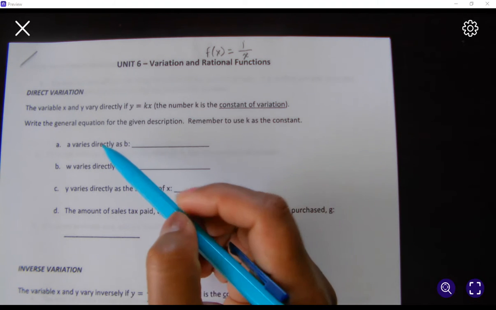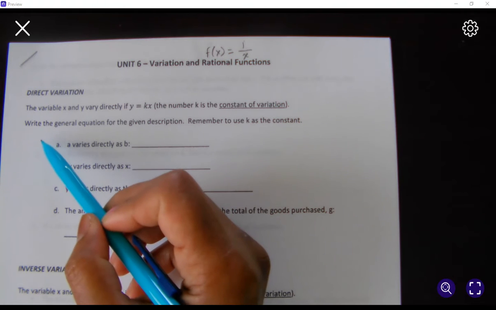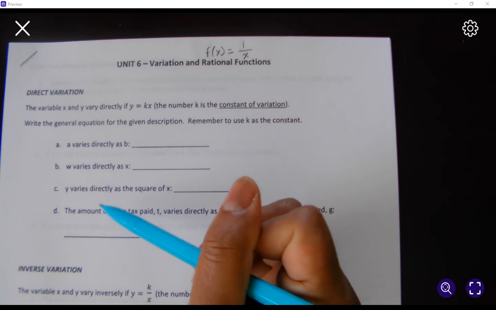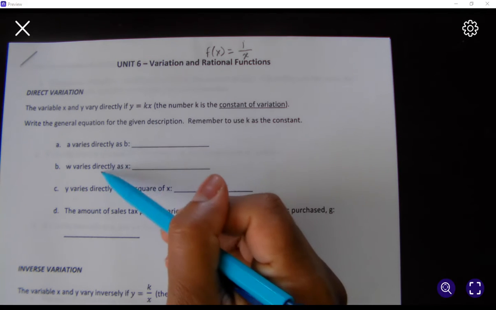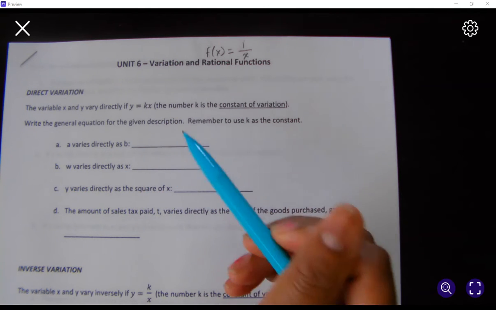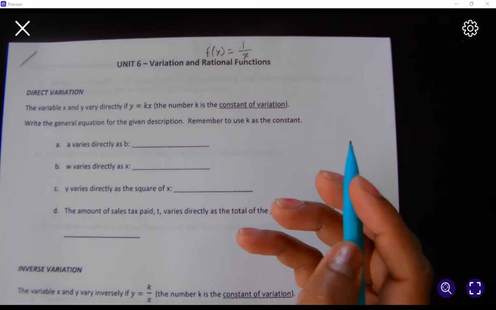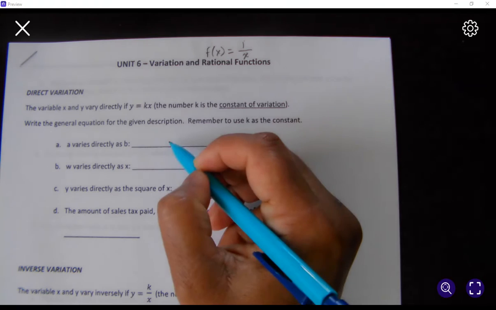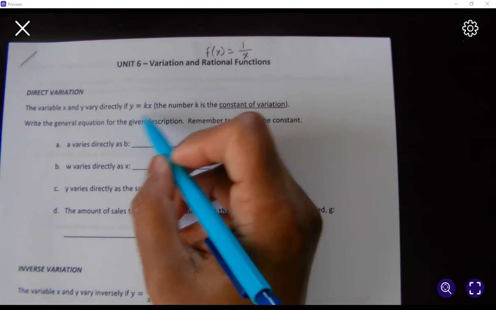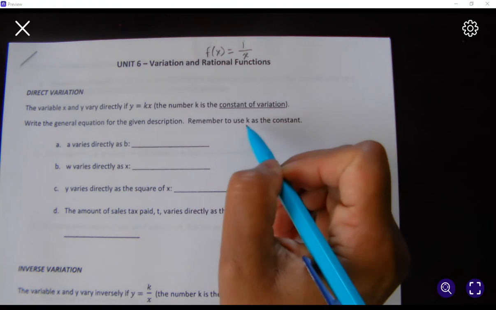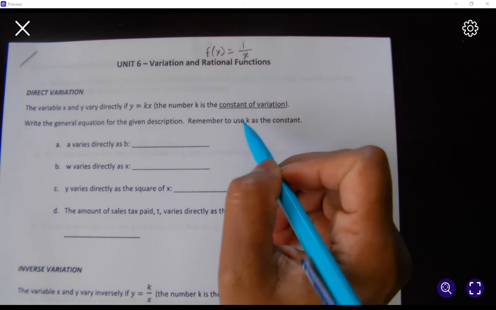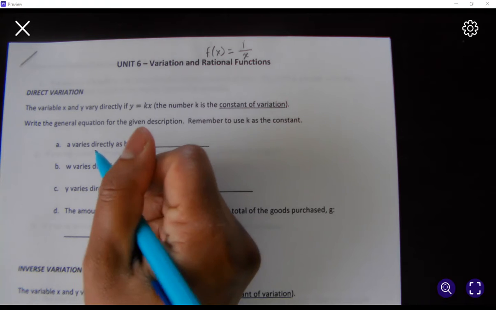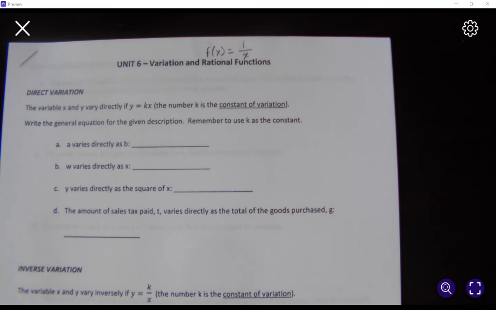So what we're going to learn to do first is write the general equation for a given description. In these types of problems, you'll be given a description and we have to come up with a general equation. And remember that k is a constant, meaning once we get our equation, the x and y or the other variables change, but k is your constant, okay?